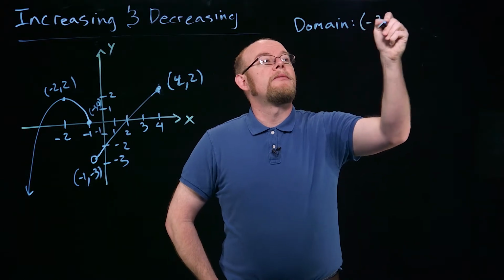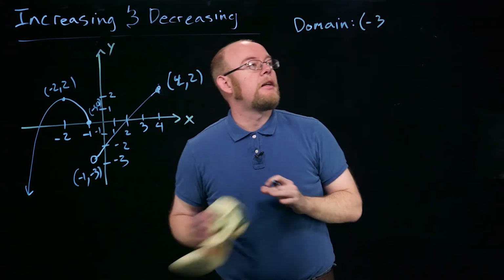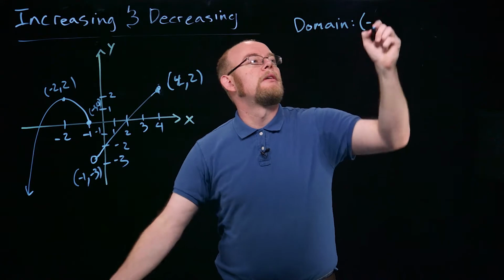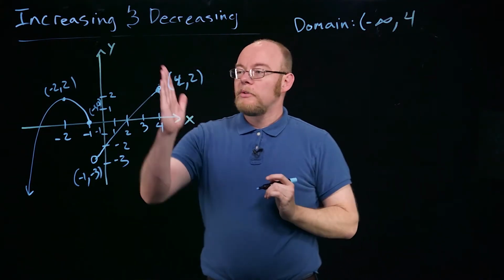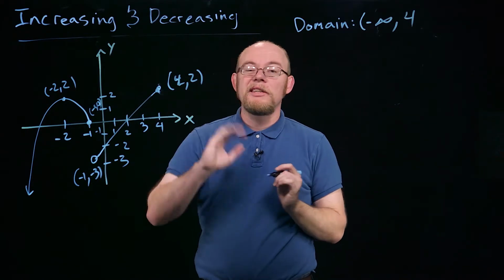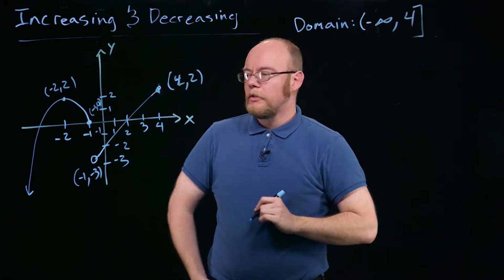So we'd start at -infinity. 3 is not infinity. It's quite far off. And then we would go all the way right to 4. And if we notice, we can't hit anything beyond 4, but we do hit exactly 4. So that's our domain.